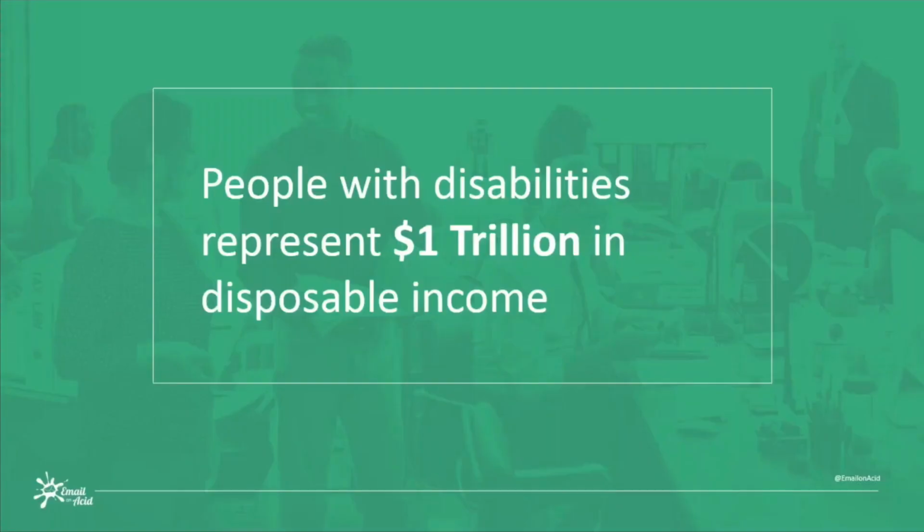And also to put some more fiscal numbers on it, those with some form of disability, it could be temporary, it could be permanent, have over $1 trillion in disposable income. That can be impactful too if you need to go to management and say, hey, we need to start doing this. Put some numbers around it, show them the impact, inform them of it. And that's what I want to try to do with everyone today.